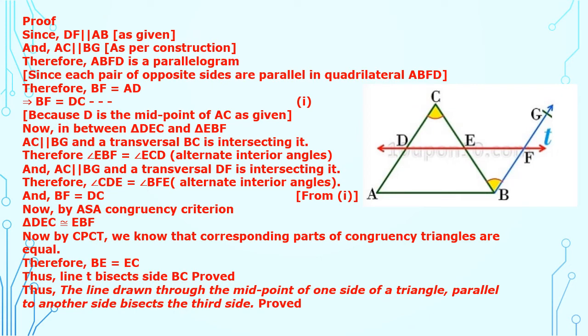Now here it is given. Now we have to prove. What we have to prove? That E is the midpoint of CB. Now for that, DF, this DF parallel to AB is given. AC, this AC is parallel to BG.